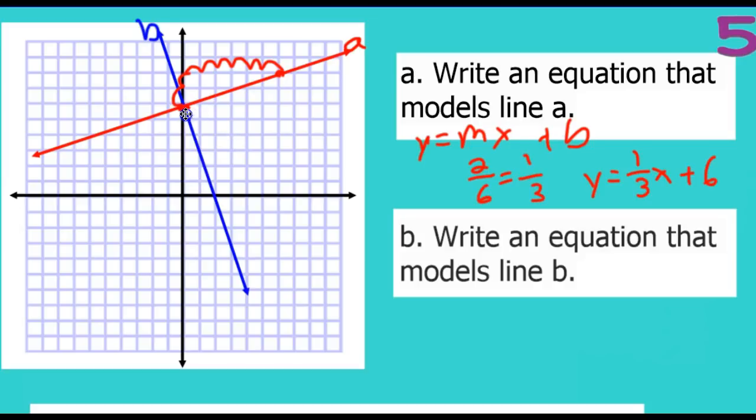Now for our b, we can still put a point there. And it looks like we have another point right here. So we have 1, 2, 3, negative 3 down, over by 1. So that's our slope, negative 3 over 1, x plus 6 again.